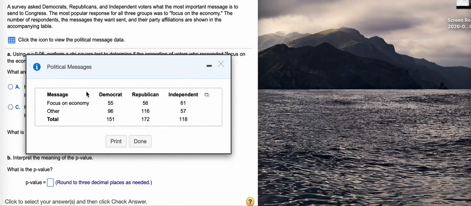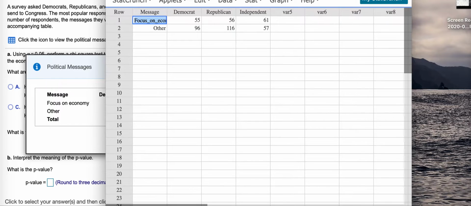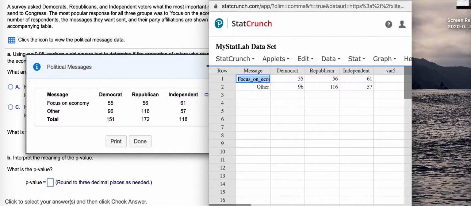So if we look at the data, here we've got a two-way table, a contingency table, that looks at party affiliation versus their response, economy or other. So what we're going to do here is open the data in StatCrunch. So it's summarized essentially in a table.